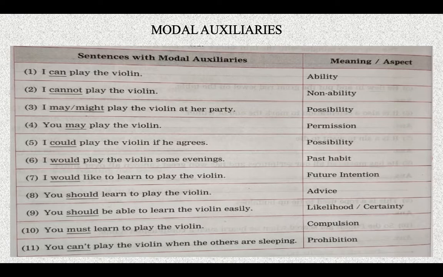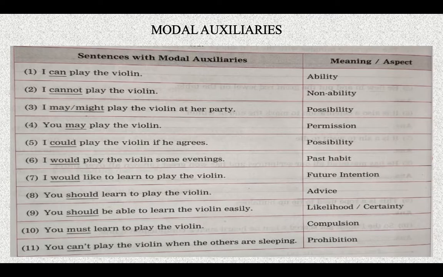Next, we come to modal auxiliaries. Now, modal auxiliaries are nothing but helping verbs. A modal auxiliary is a helping verb that helps the main verb to convey some other meaning or aspect such as ability, possibility, permission, necessity, etc. Now, here I have given you this table from your textbook itself. If you read the sentences, you will realize that each of these modal auxiliaries is conveying a certain meaning.